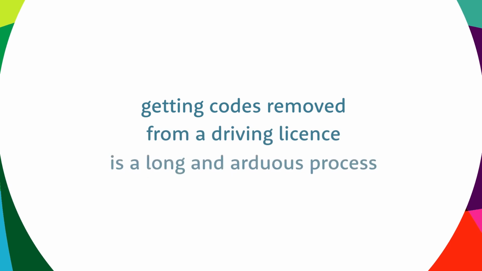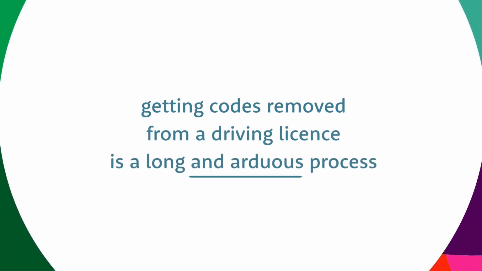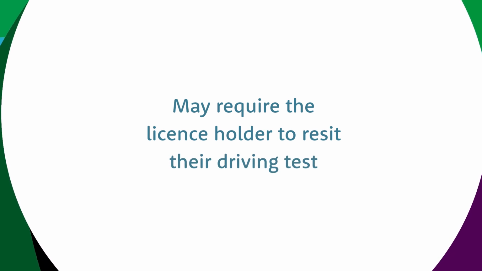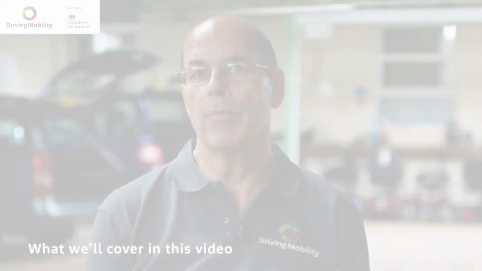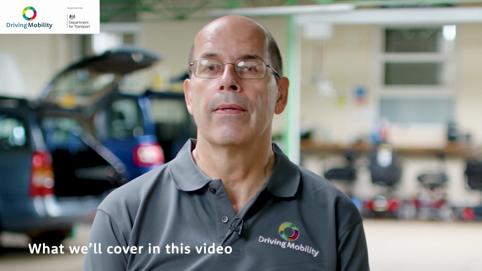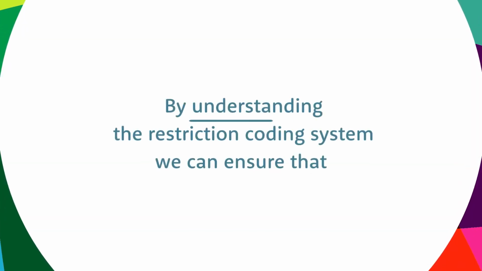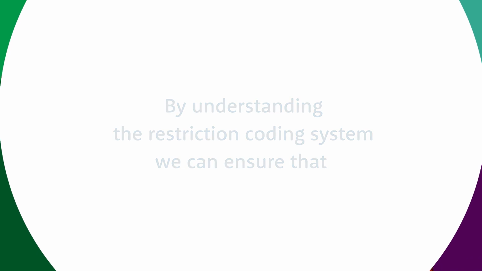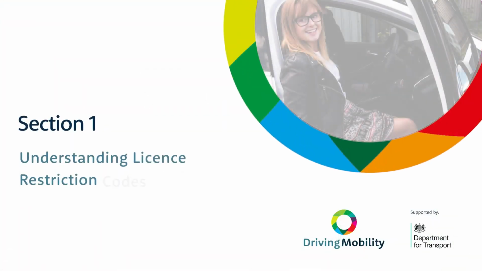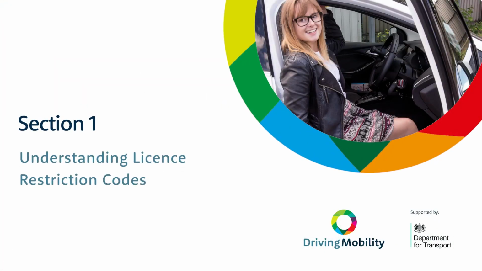Getting codes removed from a driving licence is a long and arduous process that may even involve the licence holder having to retake their driving tests before DVLA will consider the removal of the unnecessary codes. So it's vitally important for you to assign or advise the correct restriction codes. By understanding the restriction coding system, we can ensure that incorrect and unnecessary codes are not assigned. So let's look at how people may misinterpret the restriction coding system and why this might happen.